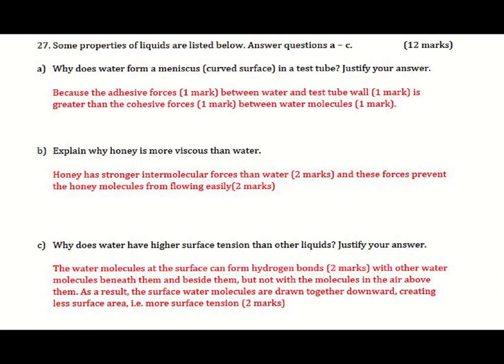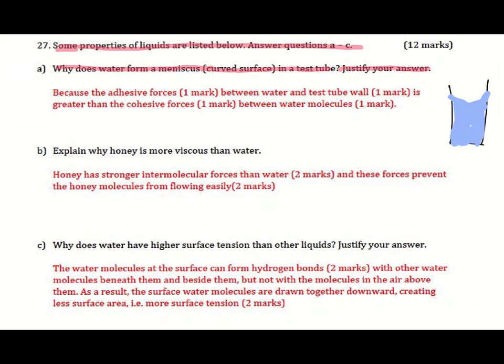Let's read this question. Some properties of liquids are listed below. Answer questions A to C. Why does water form a meniscus, or curved surface, in a test tube? Justify your answer. If you have a test tube or beaker and you put water in it, you will see that the water will make a meniscus, a curvature like this.